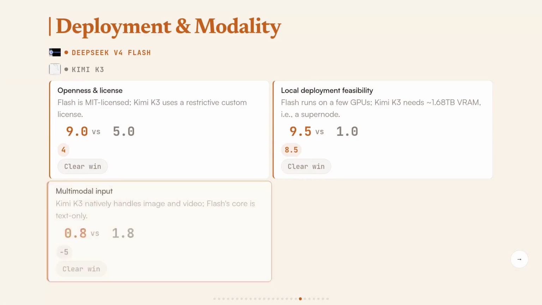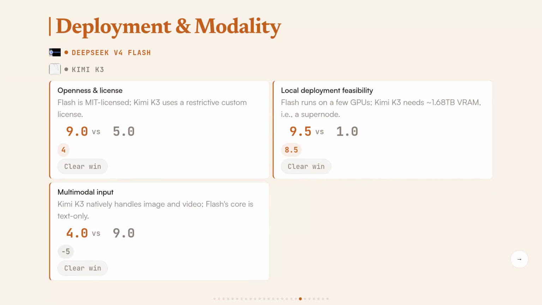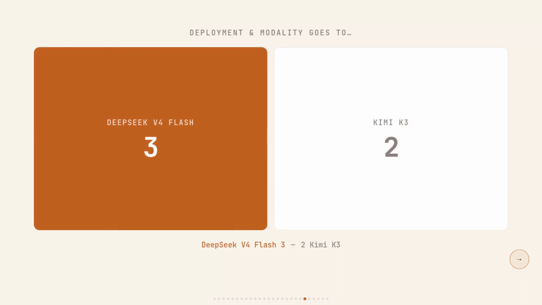On multimodal input, Kimi K3 does natively handle image and video. Flash's core is text only. DeepSeek V4 Flash takes deployment: MIT license, modest hardware, vLLM support out of the box, and Kimi K3's multimodal edge doesn't offset needing a supernode just to run it. That's the final score. DeepSeek V4 Flash 3, Kimi K3 2.